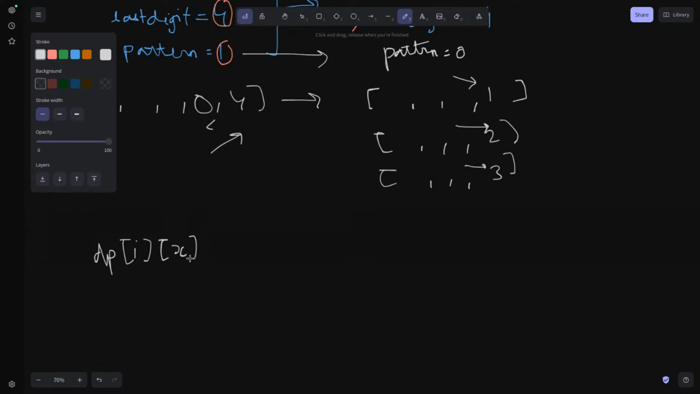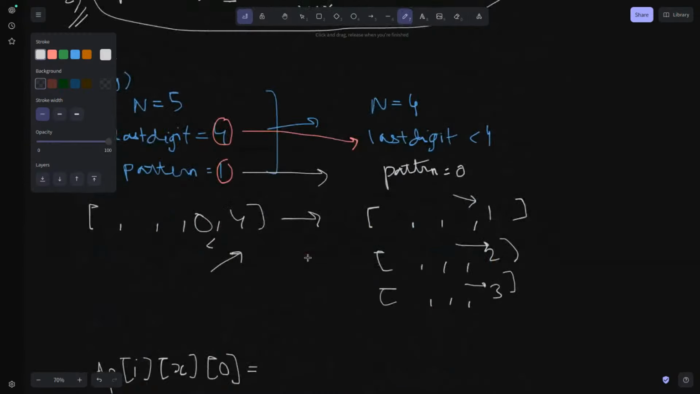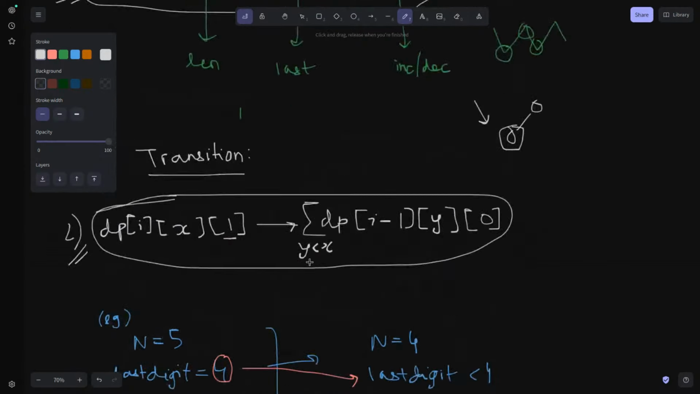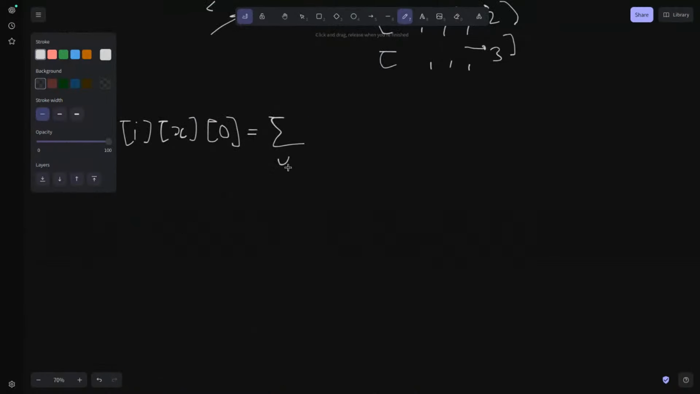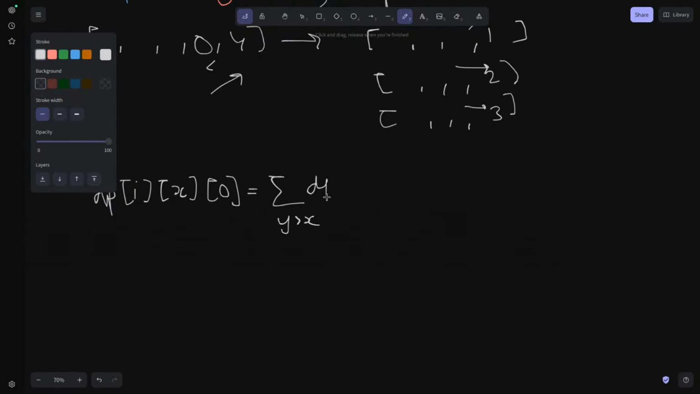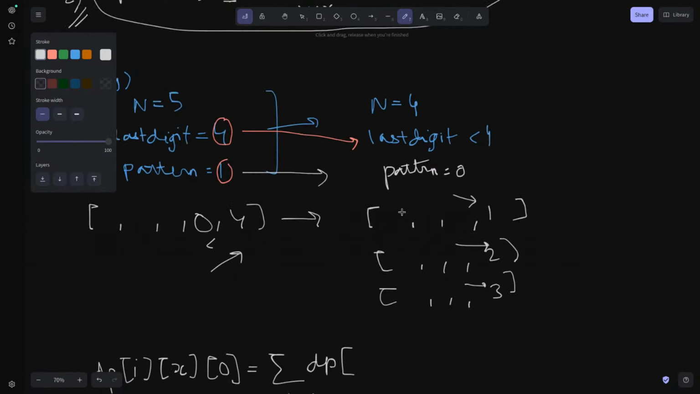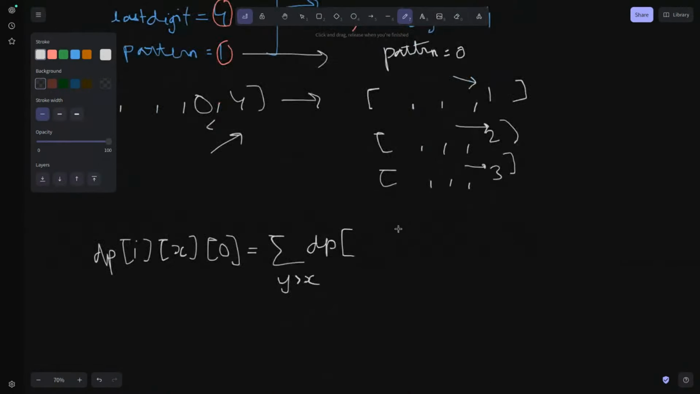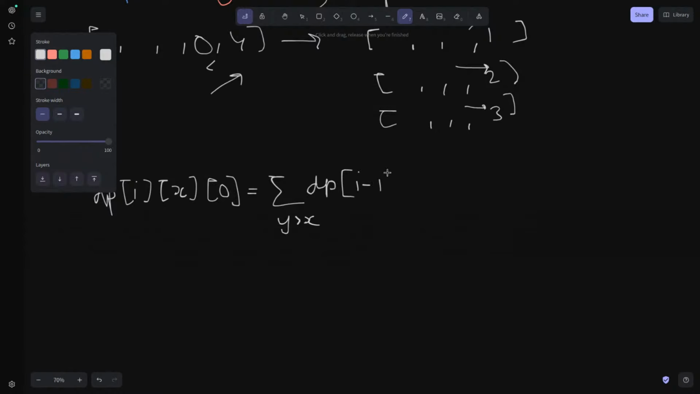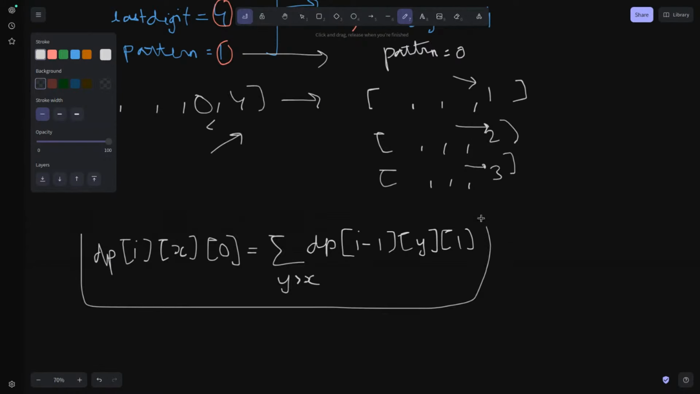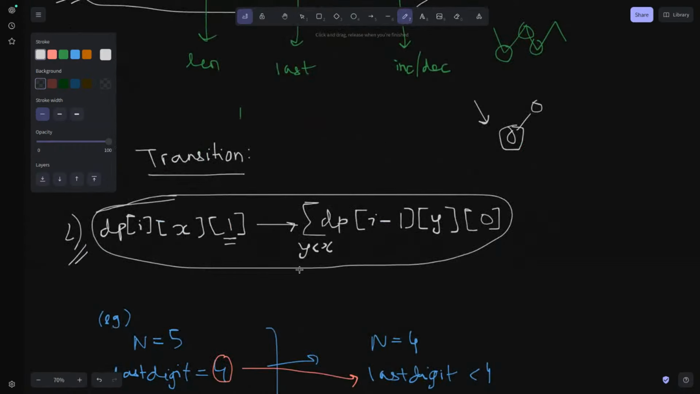x 0, right? If it's 0, it means it's decreasing, right? So the previous element must be larger. So this will be the sum of all y greater than x. Here it's y less than x, and here it will be y greater than x. DP of I minus 1, y, 1. Okay, right. So these are our two DP transitions. So this is the transition for the last state as 0, and this is the transition for the last state as 1.